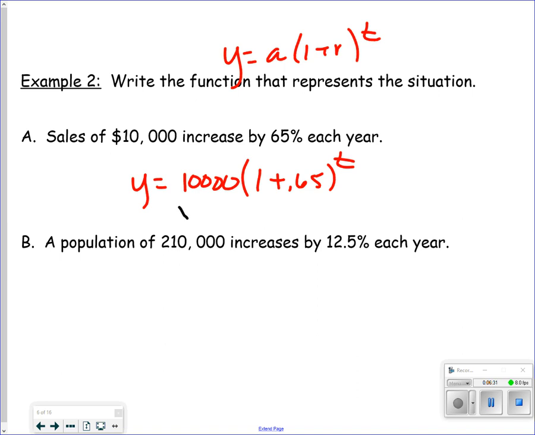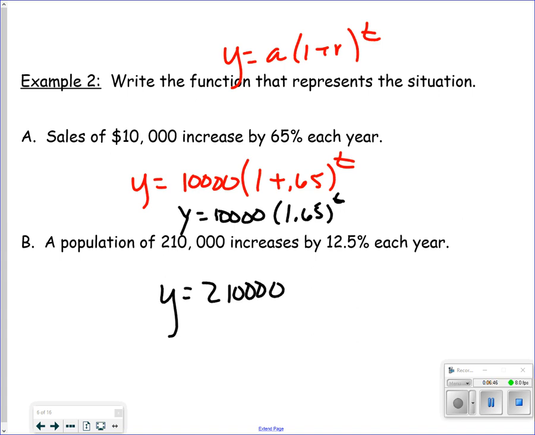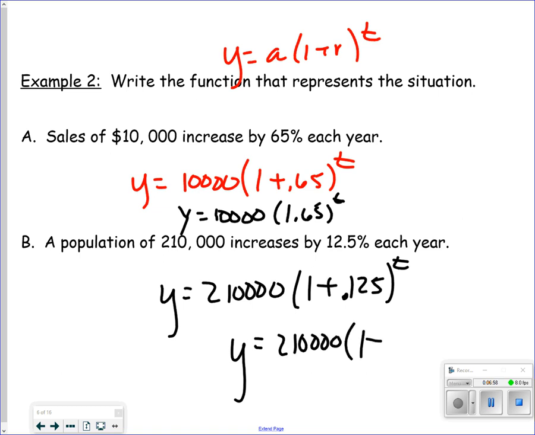Some teachers are going to require you to go ahead and write out the growth factor, which means adding the 2 together. So again, 10,000, 1.65 raised to the T. The next one, we're starting off with 210,000. We're increasing by, now, 2 decimal places. Remember, that's a percent. Changing it into a decimal, raised to the T. I accept that answer. Some teachers are going to make you go ahead and add the 1 plus the rate and turn it into the growth factor. And so that's the model.